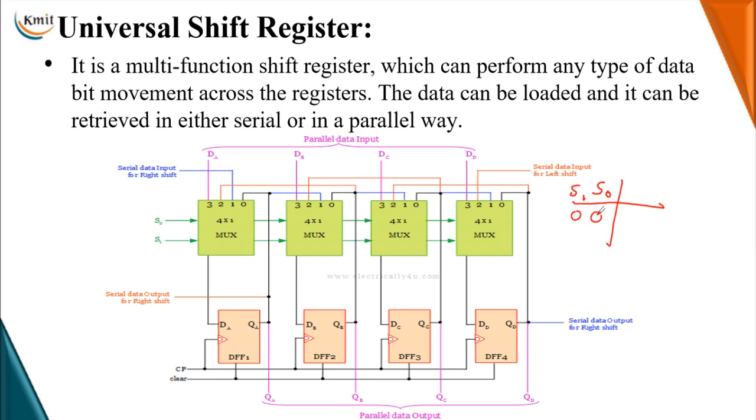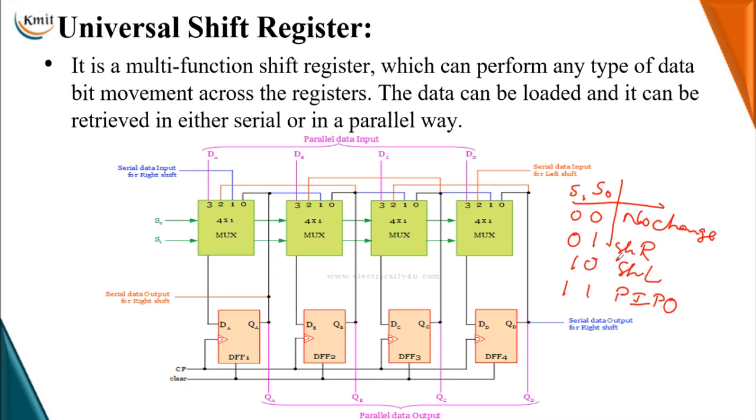So if S1 and S0 are 0, 0, then the previous state has to be continued as your next state. So that state is defined as your no change state. When S1 and S0 are 0, 1, we should have your shift right operation, so the data must be shifted from left to right. 1 0 is the shift left operation achieved through this universal shift register, and 1 1 it has to accept the data parallelly and deliver the output parallelly from the universal shift register.